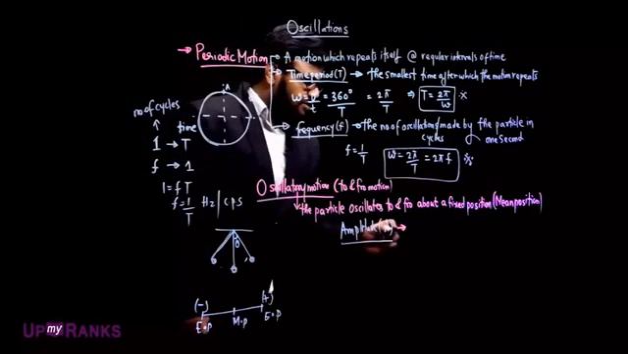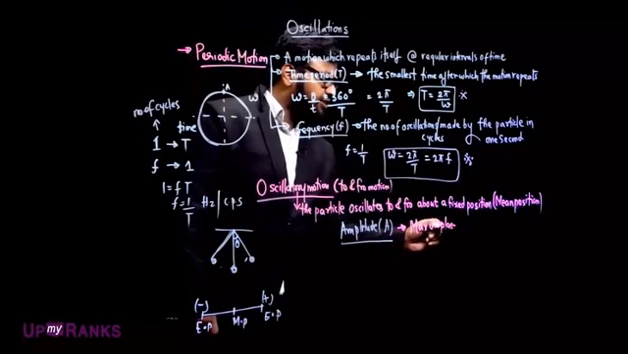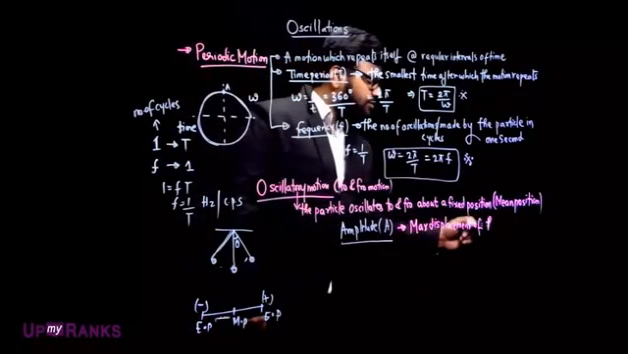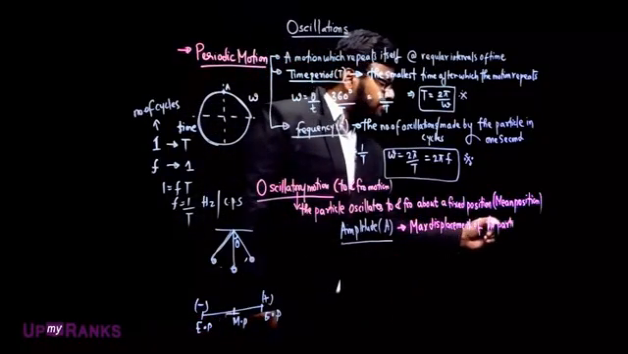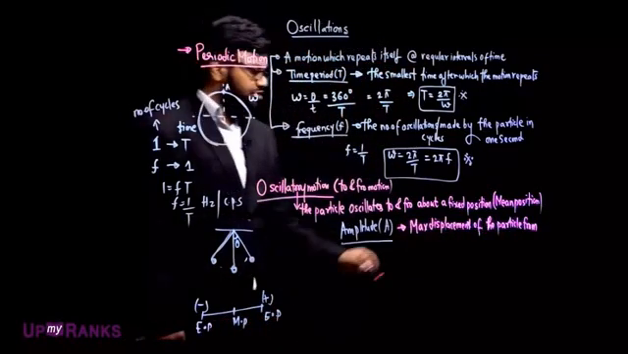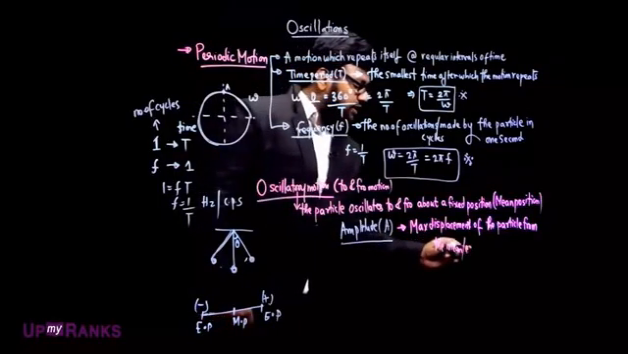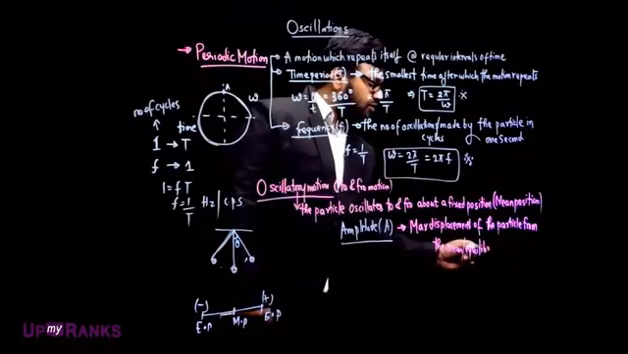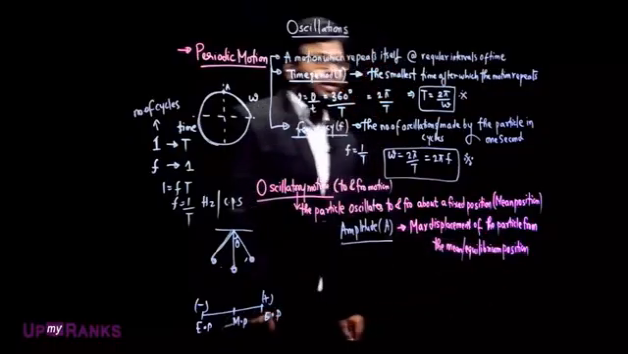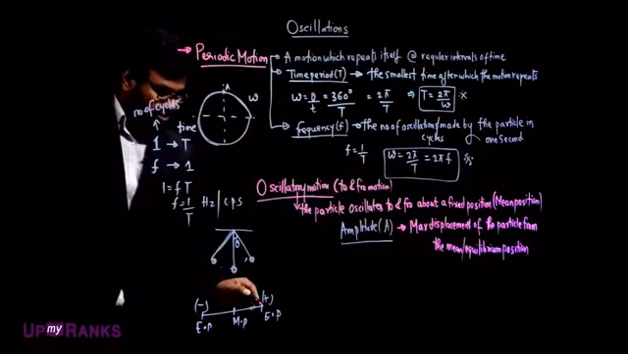So amplitude is nothing but the maximum displacement of the particle from the mean position. You have to be very careful that it is with respect to the mean position only, the mean or equilibrium position, so that will be called the amplitude, denoted by A. Since it can go only up to this end, if it comes back from here, then this will be the amplitude.